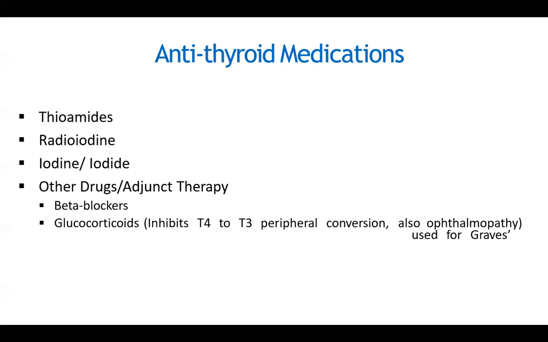And sometimes we use glucocorticoids for Graves' disease, and you know what Graves' disease is? Guys at the top, what is Graves' disease? It's autoimmune, so when I give glucocorticoids, I'm trying to do what? Some kind of immunosuppression.